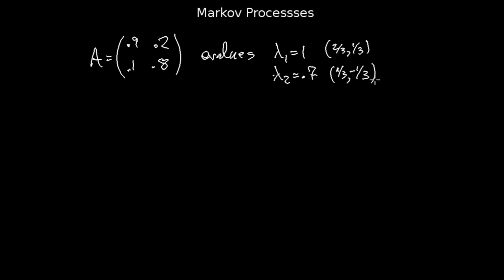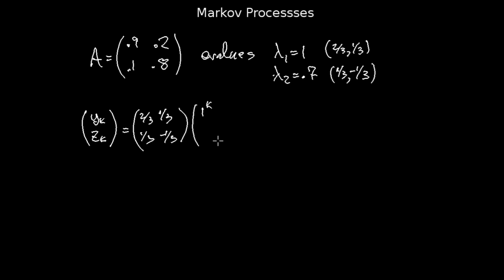All right, and so now when we compute what happens after k steps, you get yk, zk. That's going to be equal to this matrix S, which is to say 2/3, 1/3, 1/3, minus 1/3, times 1 to the k, 0.7 to the k. That's the d to the k term. And then the inverse turns out to be 1, 1, 1, minus 2. And that's all applied to our fixed y0, z0.